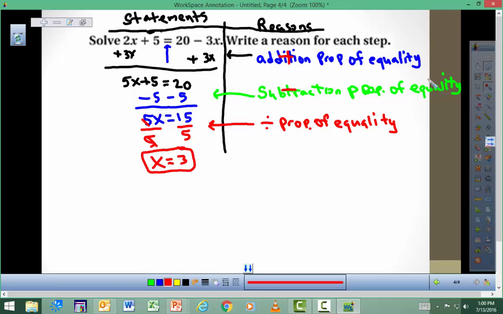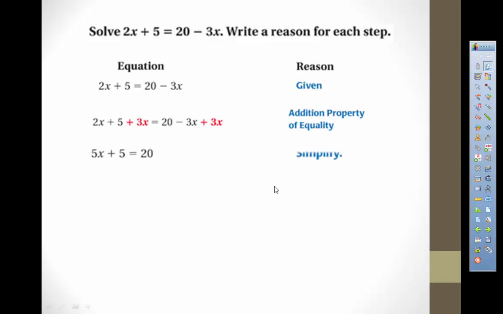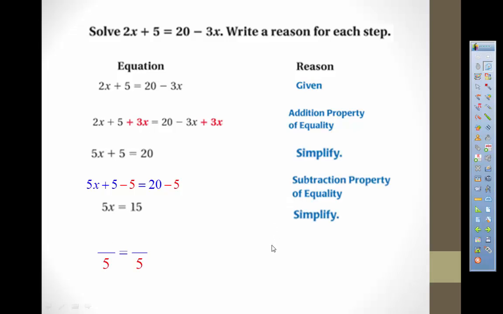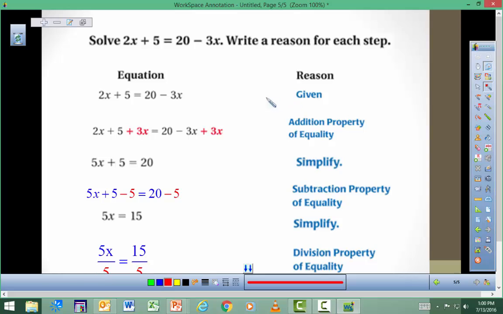Okay, so we did a problem together. Let's take a look. What's next? Alright, this is a little bit more steps involved here. Okay, so let me just mention a few things about all of these steps here. Now, usually when a problem is given to us, we could write down the reason for that is that it was given. So that happens quite a bit.